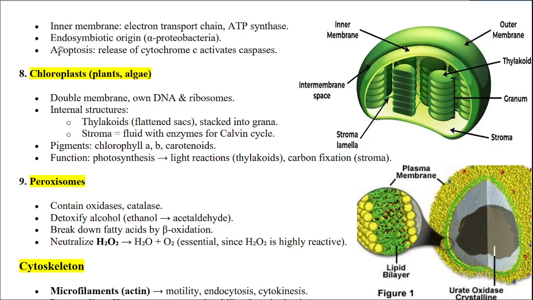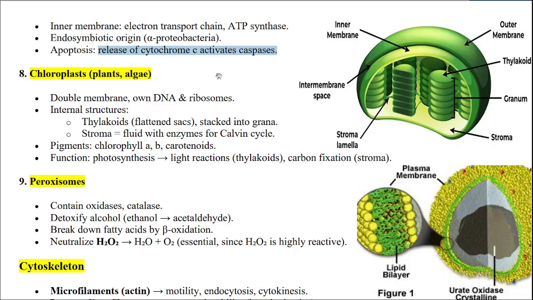If a cell receives signals indicating severe damage or that it's no longer needed, the mitochondria can initiate the self-destruct sequence. They release a protein called cytochrome C from the space between their membranes into the cytosol. And cytochrome C is the trigger. It's a key trigger. Once in the cytosol, it activates a cascade of destructive enzymes called caspases, the cell's executioners. This ensures the cell dies cleanly and efficiently without spilling its contents and causing inflammation in the surrounding tissue. So mitochondria are central to both keeping the cell alive with energy and ensuring it dies properly when necessary.